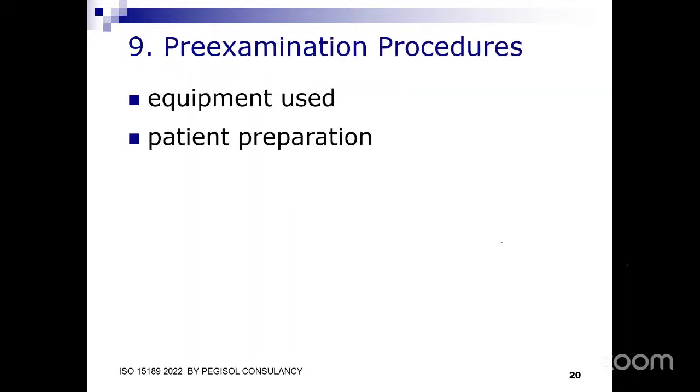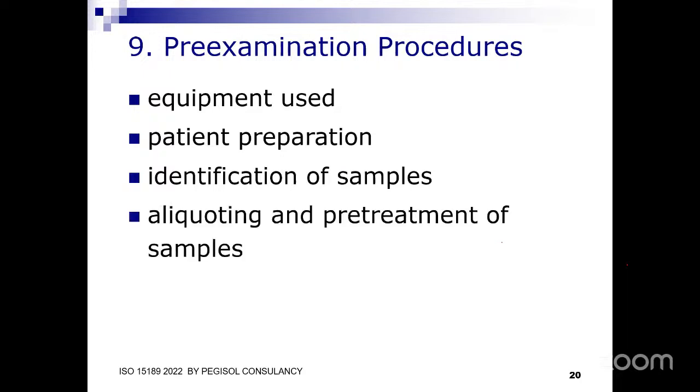So next is the pre-analytical or the pre-examination procedures. The equipment that are used, you can state it there in your quality manual. The patient preparation, if there are special preparations for special tests, you can state those things there under your quality manual. The identification of samples, how you identify your samples, how you aliquot and retreat samples. Let's say, for example, you want to transport samples, storage, transportation, all this has to be captured in your QA manual. Am I communicating?